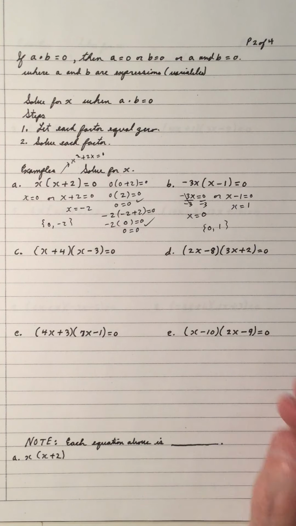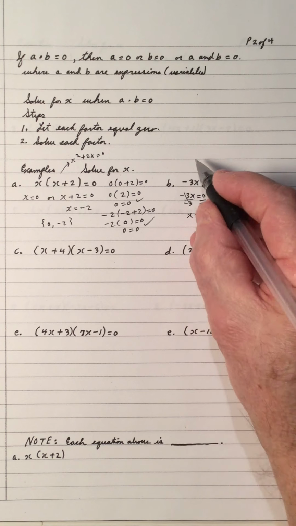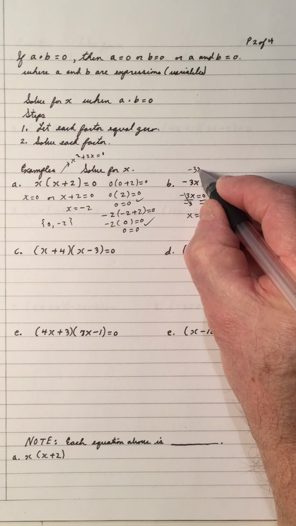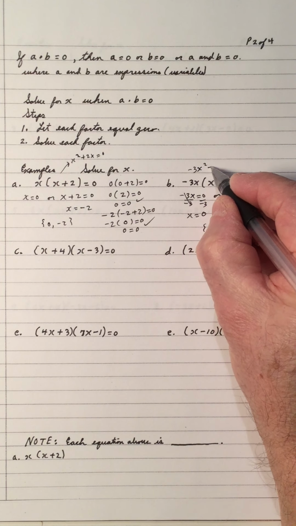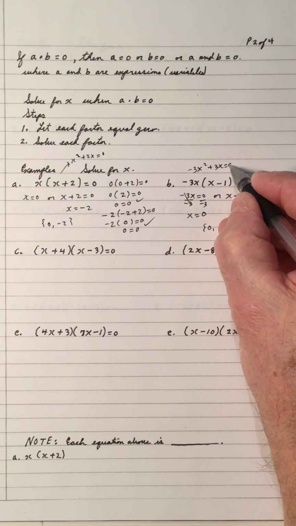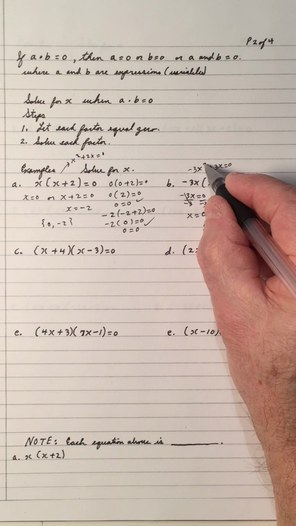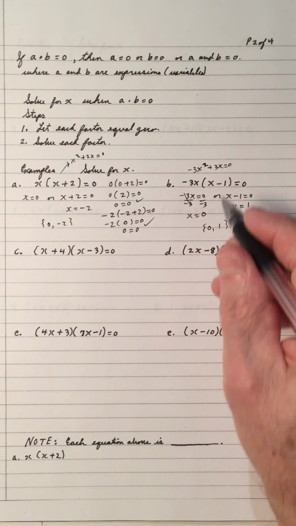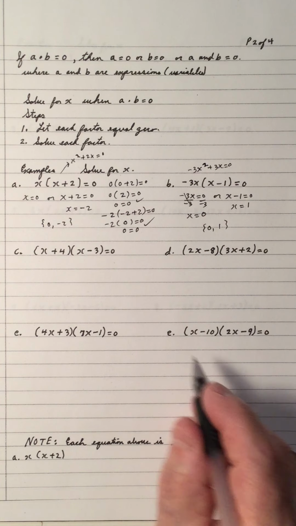Two solutions again. Negative 3x times x is negative 3x squared, and a plus 3x. So you see we have x squared, a quadratic, degree 2, two solutions.